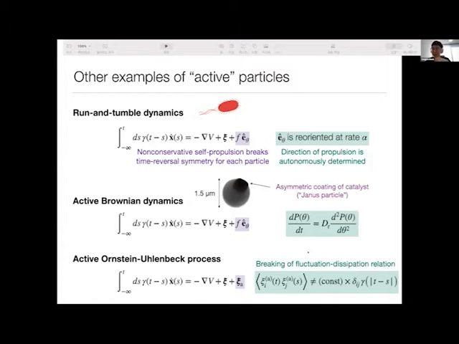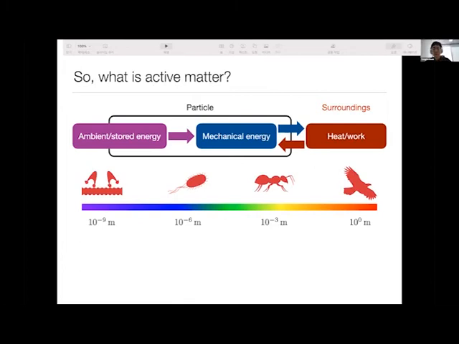For example, this noise might have a time scale which is much, much longer than the time scale of the thermal noise, and that would usually be the case in actual systems. And because this noise violates the fluctuation dissipation relation, you can consider this particle to be active, and it breaks time reversal symmetry. So this is the basic concept of what active matter consists of.